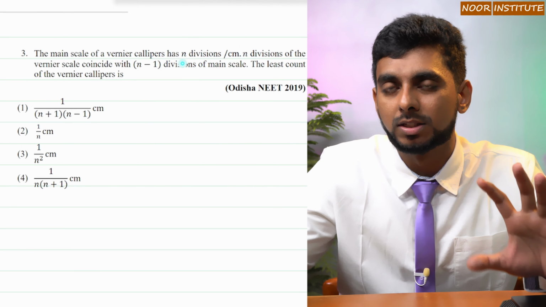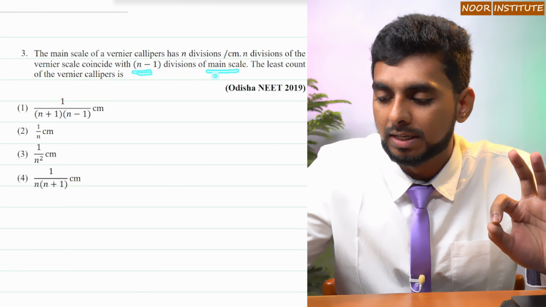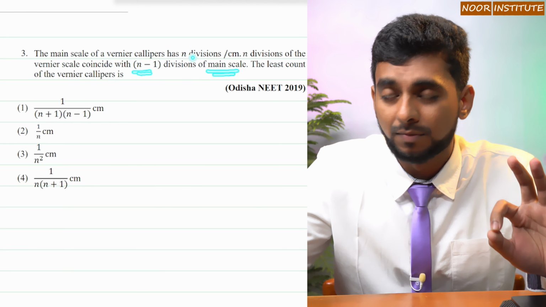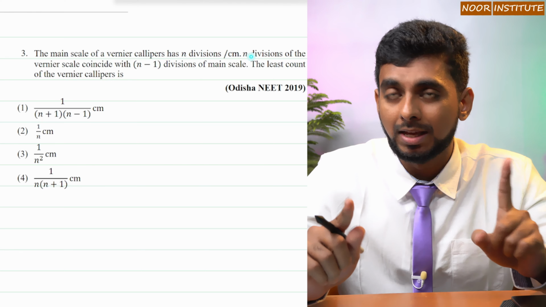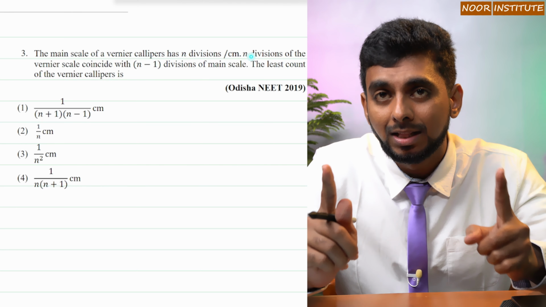Then what they have given is that n divisions of the vernier scale coincide with n minus 1 divisions of the main scale. In the same way, we will consider n divisions of the vernier scale. From the theory you should know that in the vernier scale, 10 divisions match with the 9 divisions of the main scale.